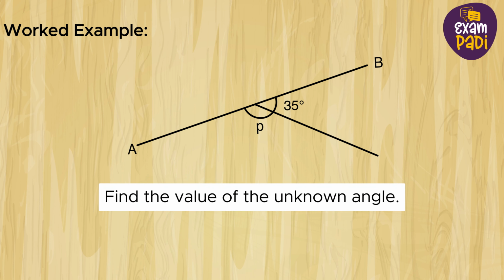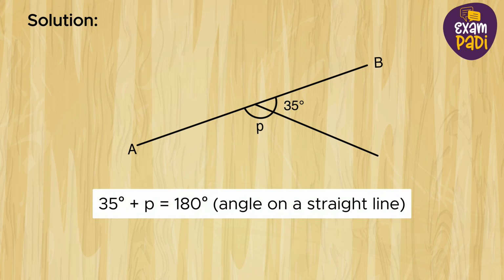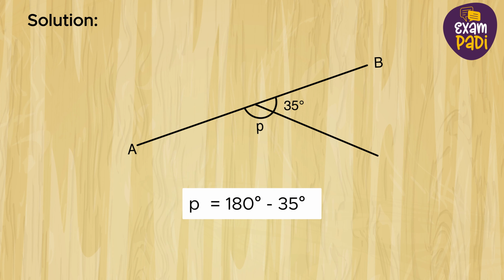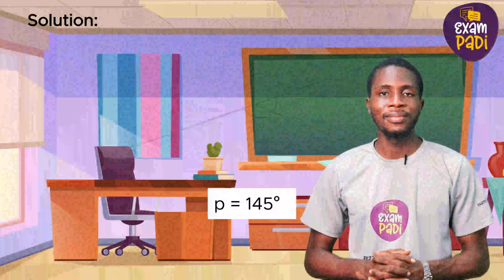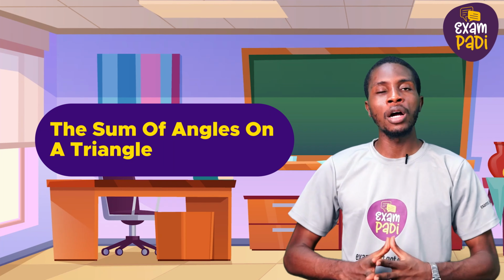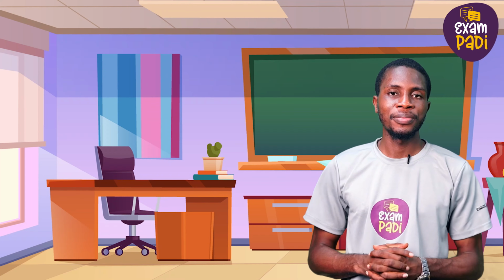Let's take a look at another example. Find the value of the unknown angle in the image. Solution. 35 degrees plus P equals 180 degrees. Angles on a straight line. P equals 180 degrees minus 35 degrees. P equals 145 degrees.